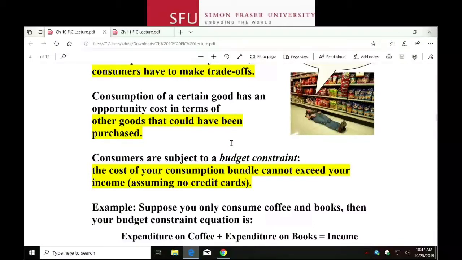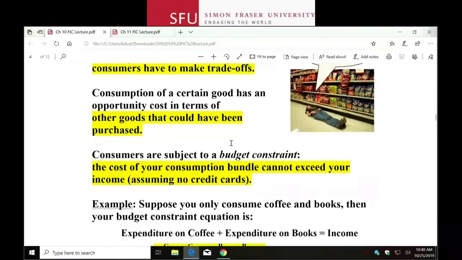So the budget constraint is the fact that the total amount of money they spend between the two goods cannot exceed their income. So expenditure on coffee plus expenditure on books. And the expenditure is a function of how much they buy and what the price is. So for coffee, the expenditure is the price of coffee times the number of coffees they buy.